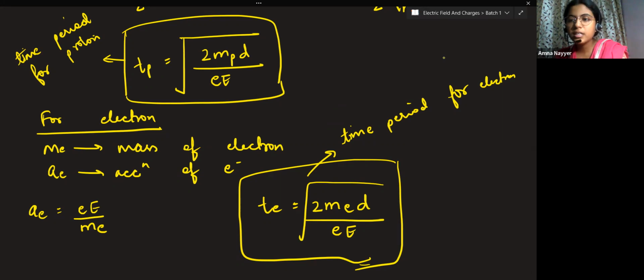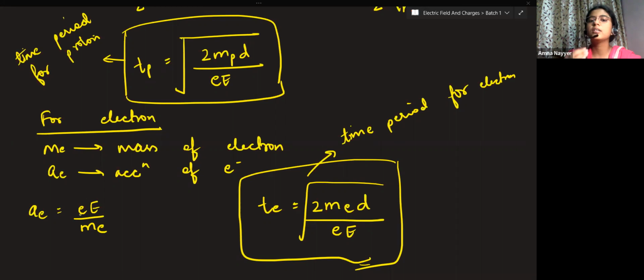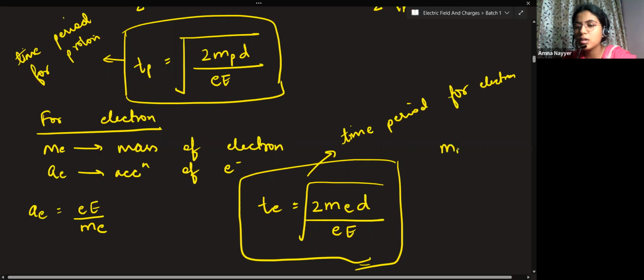So if a question is given to you, and not in this question, because in this question it has not been mentioned, if it asks you in such a manner, whose time period is more? So just compare, if mass of proton is greater than mass of electron, then obviously time period of proton will be greater than time period of electron. Is this question clear?